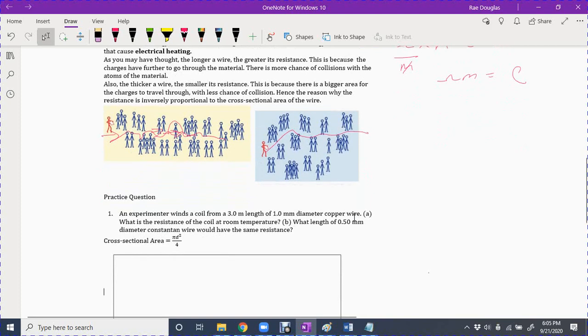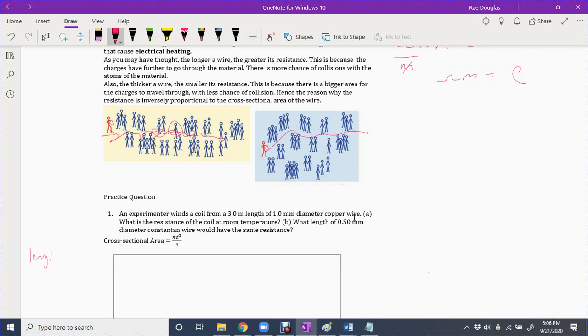It says an experimenter winds a coil from a 3 meter length of 1 millimeter diameter wire. A, what is the resistance of the wire at room temperature? B, what length of 0.5 millimeter diameter constantan wire would have the same resistance? So let's see if we can tackle a question like this. Initially we are given some information.